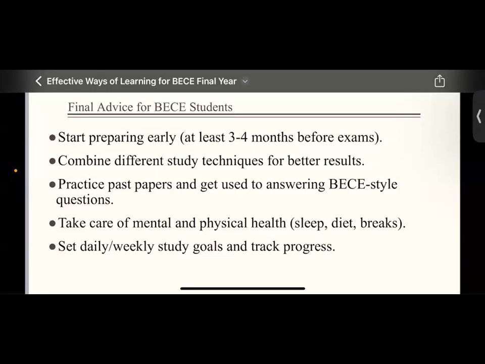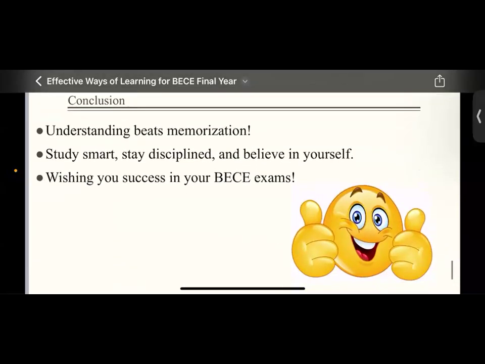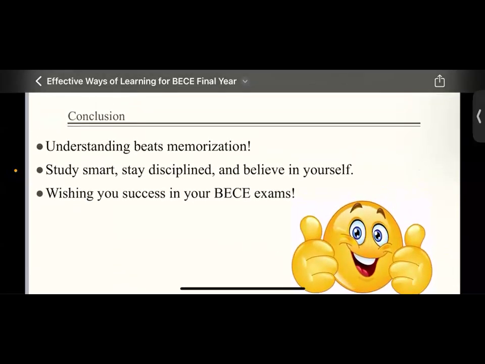Just understand, okay, so maybe after going through my mock 2 results, I realized creative arts was very challenging. I didn't do very well. Now my target for this week is to perform better or understand those concepts I couldn't write on in creative arts, and track your progress. That would help you. So in conclusion, understanding will beat memorization.